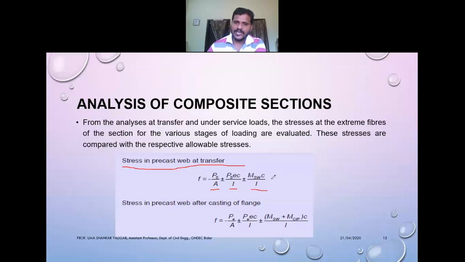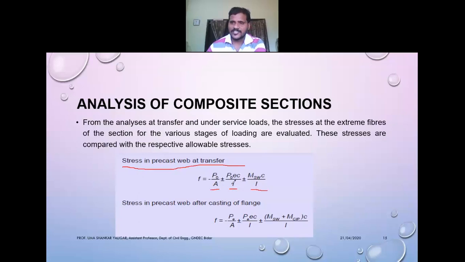MSW is the moment due to the self weight of the web portion. C is the distance between the neutral axis and the outermost fiber, and I is the moment of inertia. It looks almost the same as the formula we used in module number 2, for the other homogeneous sections.